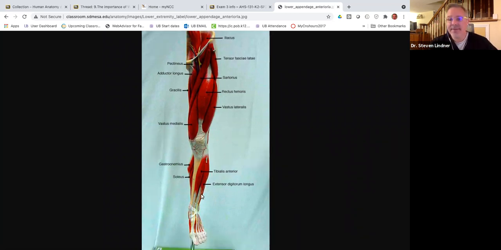And then we'll look at the leg in the same fashion, where we'll see what we can see superficially from the anterior view. We'll look at it from the posterior view. We'll see what we could see from the lateral and the medial view. The best way to approach it.